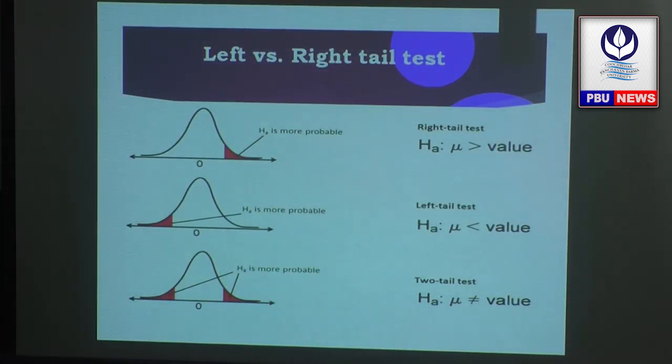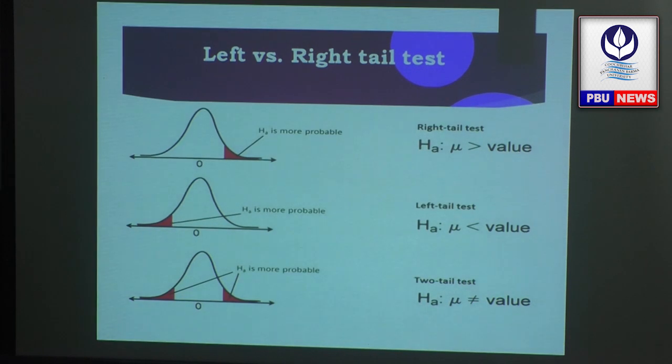In a normal distribution curve, these are different shapes. In the right-hand side, this red portion, here HA is more probable, and this test is called a right tail test. Here mu is greater than mu 0, that means this is the value mu 0.